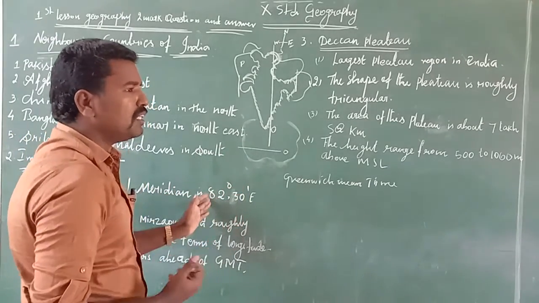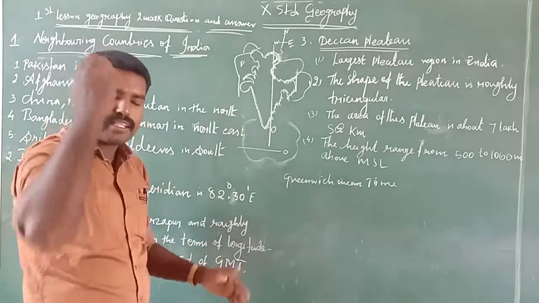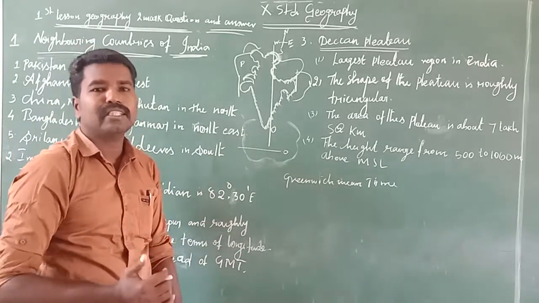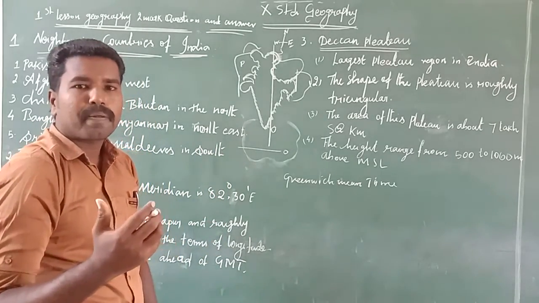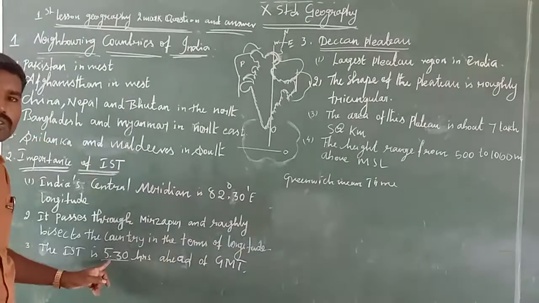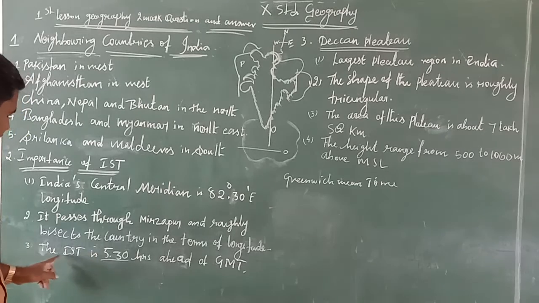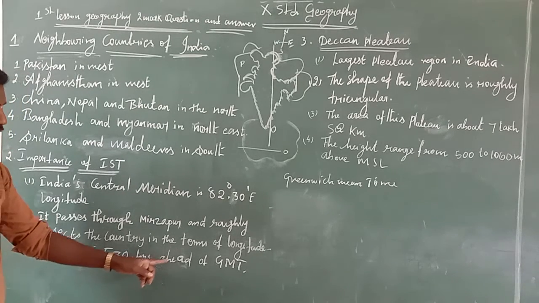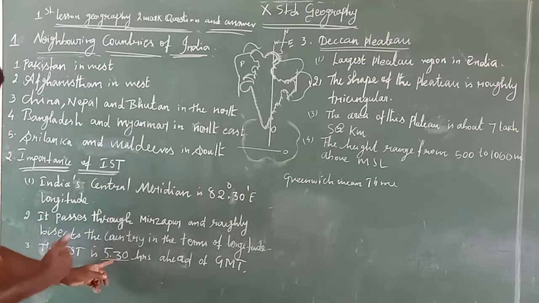In the world, the globe is rotating itself. Now the IST is 5:30 hours ahead of GMT. How did I arrive at the 5:30 hours?